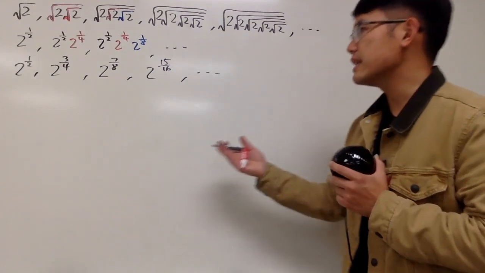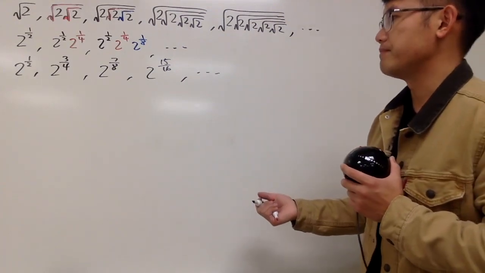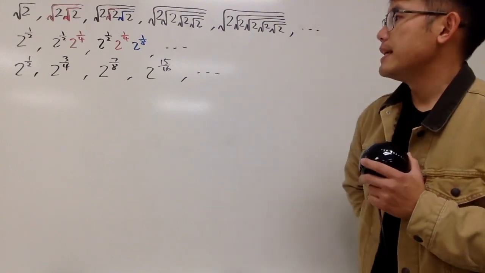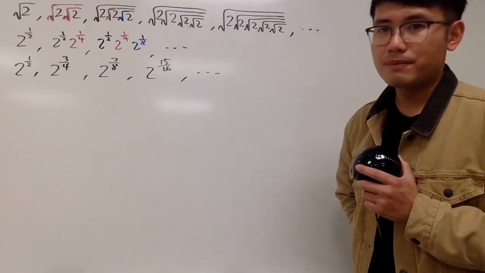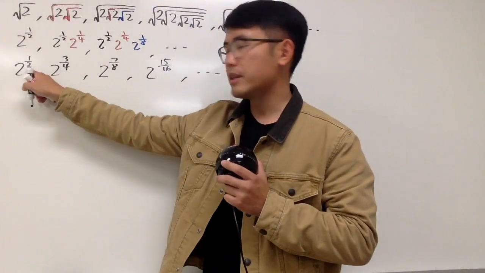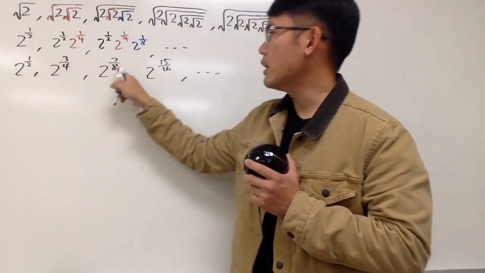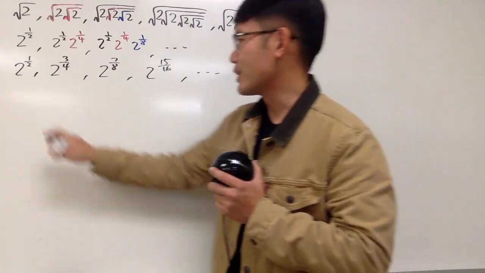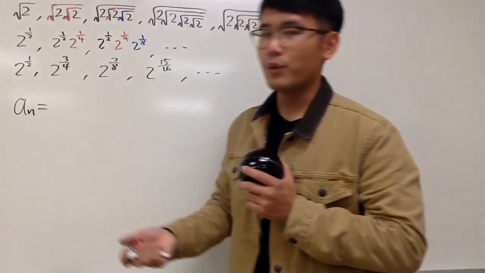So if you look at this right here, everybody has base 2. That's good. But how can we describe this though? Again, n starts with 1. You notice the denominator here. This is 2, 4, 8, 16. In other words, they are powers of 2. So now we can pretty much write a formula.